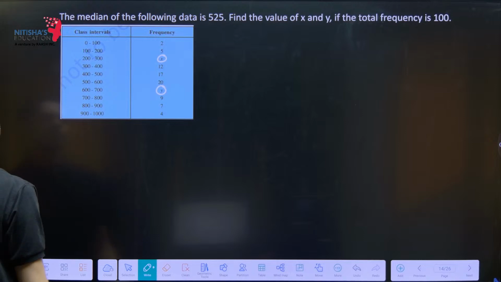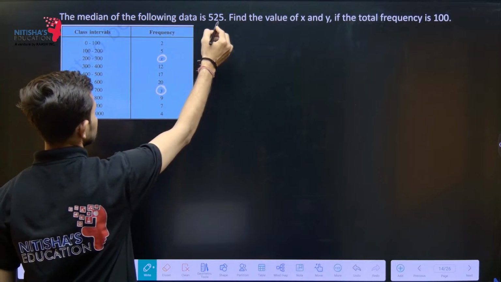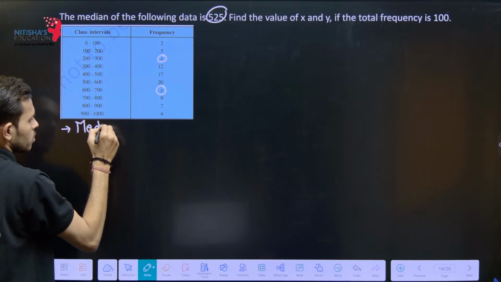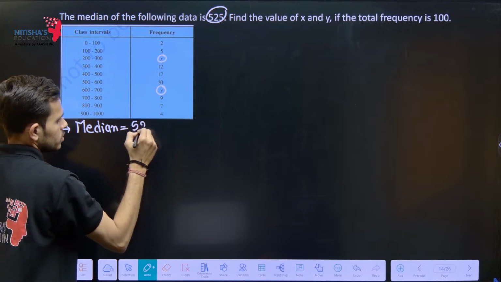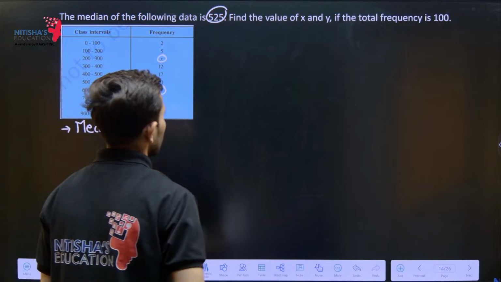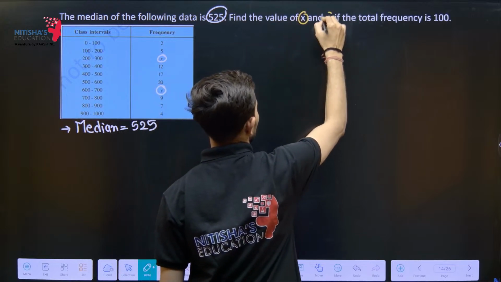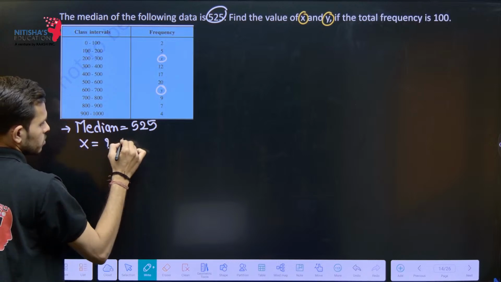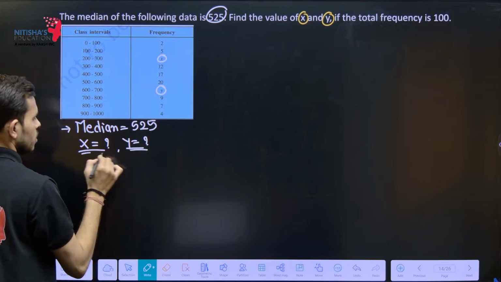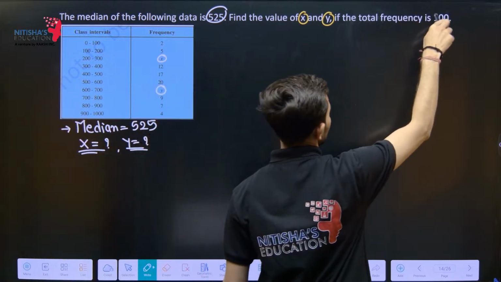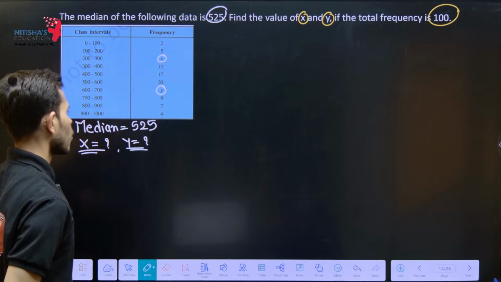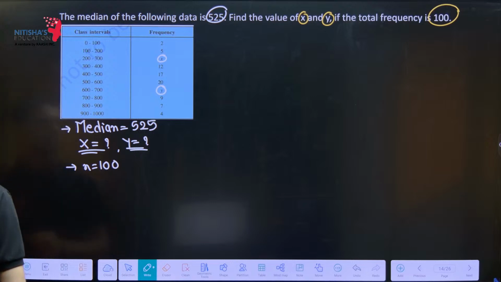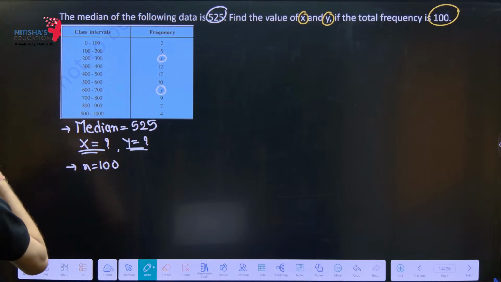The question is that the median of the following data is 525. So we have the value of median, which is 525. We need to find the value of x and y. So we have to find x, which is question mark, and y is equal to question mark. The total frequency is 100. We have been provided the total frequency, which is n equal to 100. Okay, let's start solving this.